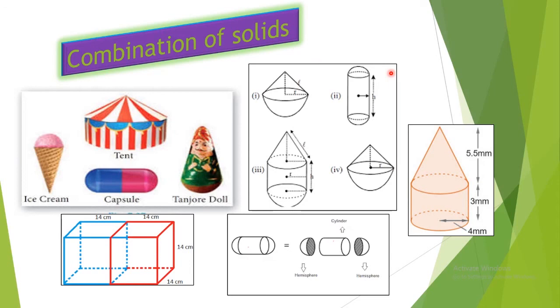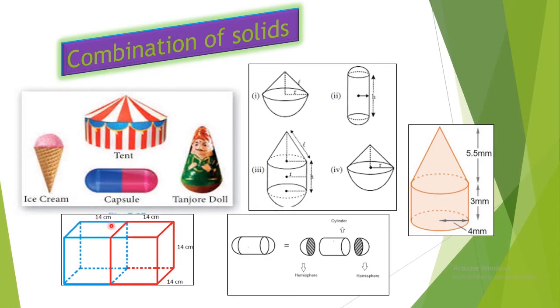Sometimes they will give the whole height of the given toy or solid, the total height, or sometimes they'll give it separately, as in the cylindrical portion is this much height and the conical portion will be this much height, and so on. Here, if we are taking two cubes together and attaching them to form a cuboid, just remember that here only the length is getting doubled.